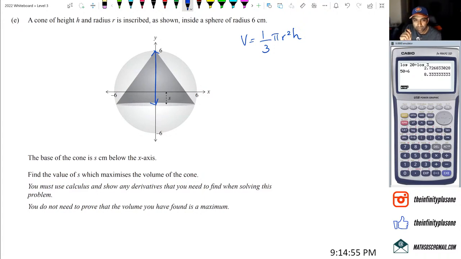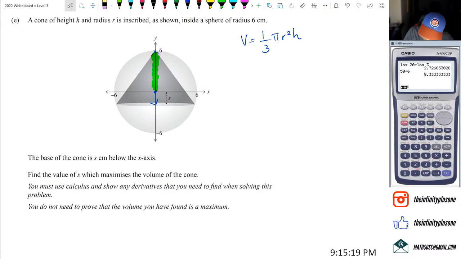So there's something that we already know. We know that this cone is actually inside a sphere that's 6 centimeters. So we know that the distance, I'm going to highlight a few things. The green part of the cone is actually worth 6. All right, I hope you guys can see that.